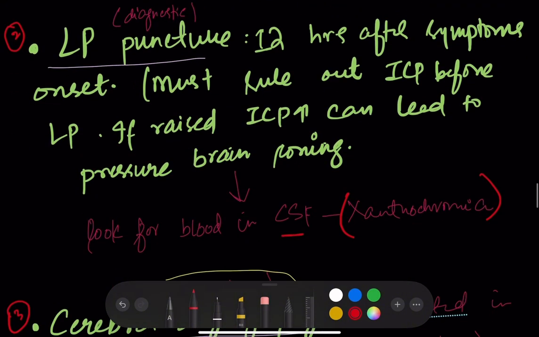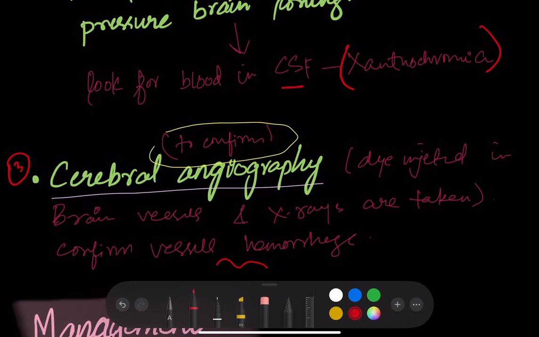Then LP puncture is done in case of normal intracranial pressure, and then it is found out whether the blood is present in CSF or not. Cerebral angiography is done, a dye is injected in the brain vessels and X-rays are taken to confirm vessel hemorrhage.